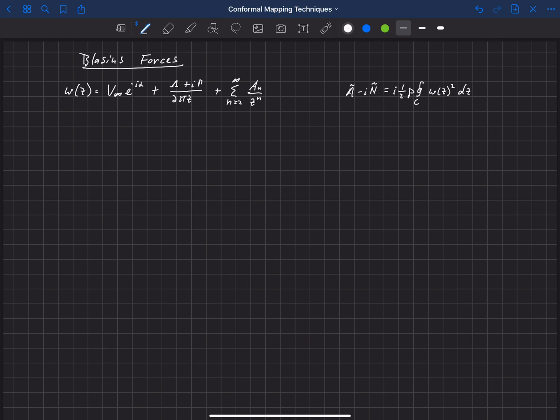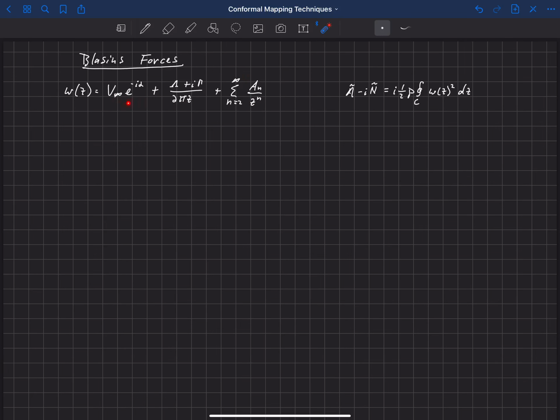In the previous video, we saw that we can write the complex velocity, a general form of that, in terms of this Laurent series, in terms of the net flow and the circulation. Turns out that those two are only related to the very first coefficient in this Laurent series. Actually, the second coefficient, I guess.